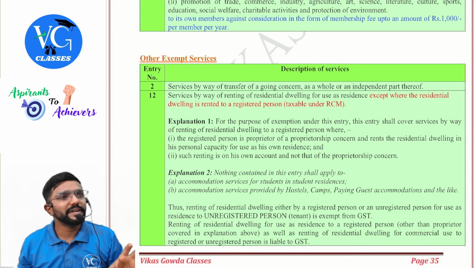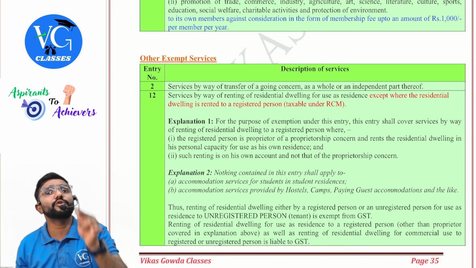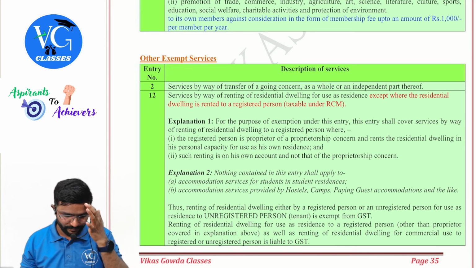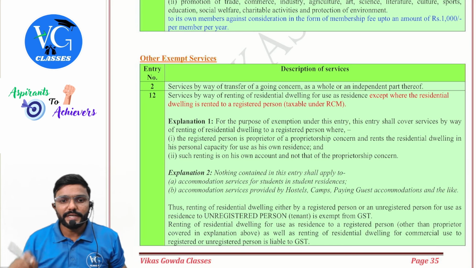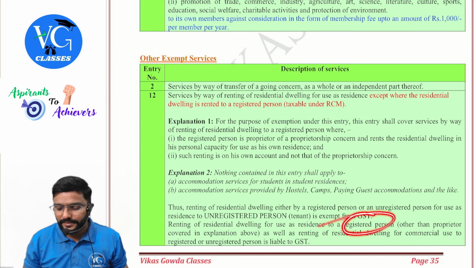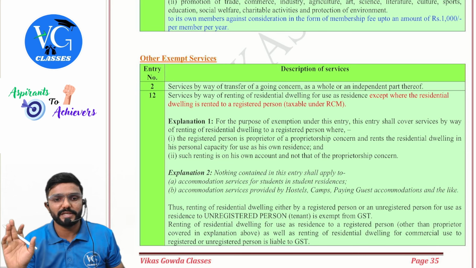Next, see, are we talking about registration of the supplier, owner? No. We are talking about registration of whom? Tenant. Registered means RCM, not registered means exemption. Renting of residential dwelling for use as residence to a registered person, that is tenant, other than the proprietor, because for proprietor it is exempt for personal capacity.